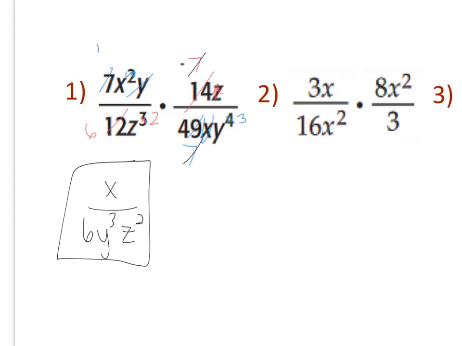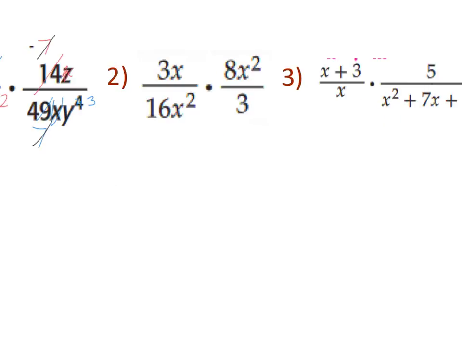All right, let's look at number 2. I have 3x over 16x squared times 8x squared over 3. So now I will look at canceling out cross products as well. So the 3 and the 3 cancel out. The 8 and the 16, I can change a 16 to a 2. X squared and x squared go away. So I have 1x times 1. So I just get x over 2 times 1, which is just 2. So my final answer is x over 2.